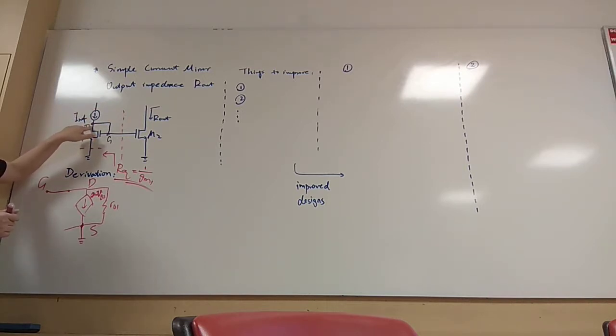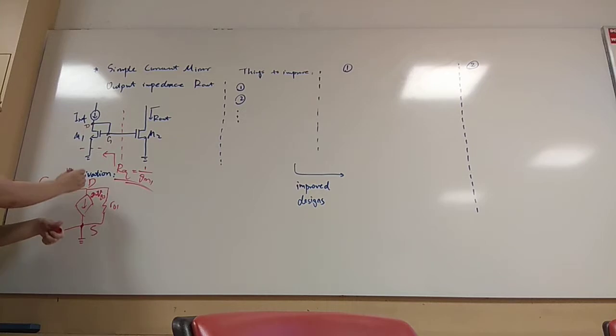So my drain is just there. This one is the AC equivalent circuit of this left-hand side. So where is my REQ? My REQ is equal to RO1. Where is your REQ?